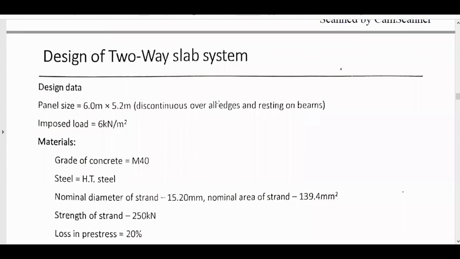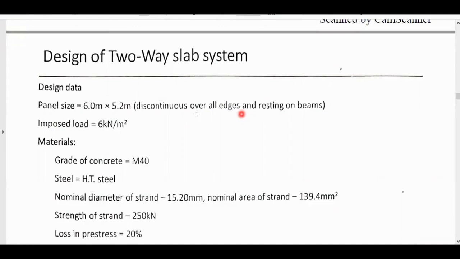In previous class we have studied the design of one-way slab system and now we will study two-way slab system. The difference between one-way slab and two-way slab is that in the one-way slab we are going to provide the reinforcement, HT steel or the strands, in one direction, but in two-way slab we are going to provide it in both the directions.